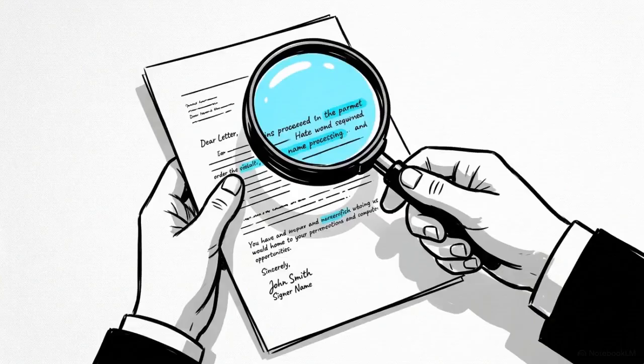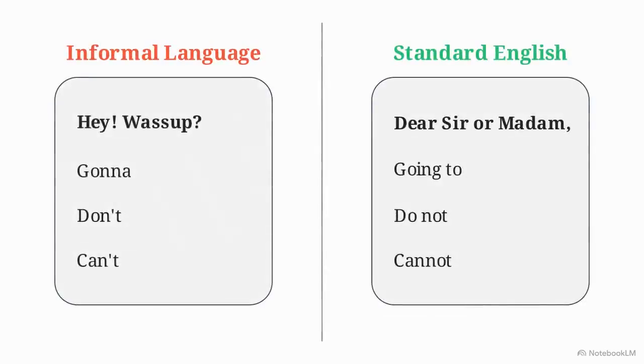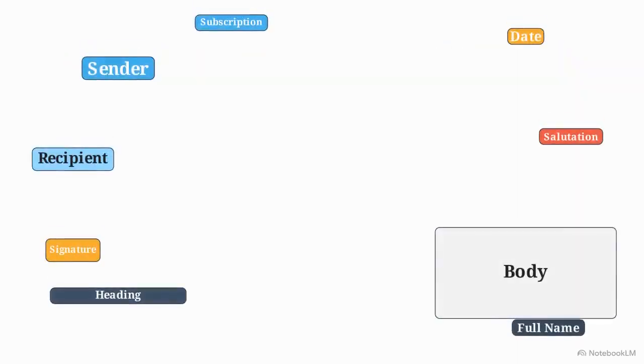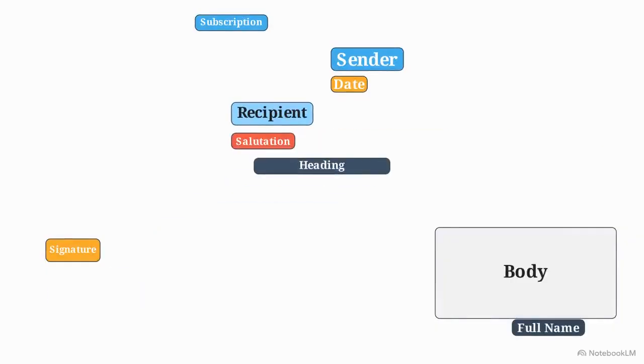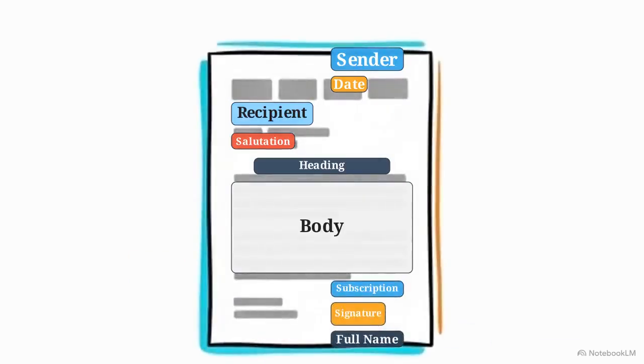Because of its official nature, a formal letter follows strict language rules. You must write in standard English, avoid all slang or contracted forms, and keep the vocabulary highly controlled and polite. Try to picture those 9 components: sender, date, recipient, salutation, heading, body, subscription, signature, and full name. They must lock into exactly this spatial layout every time.